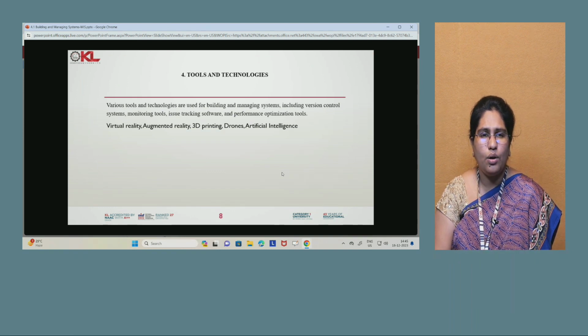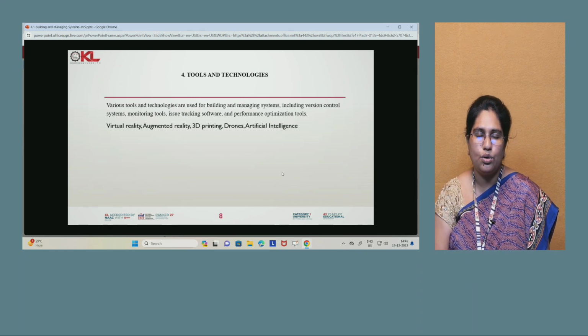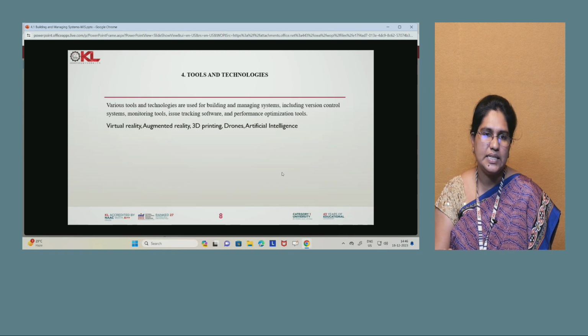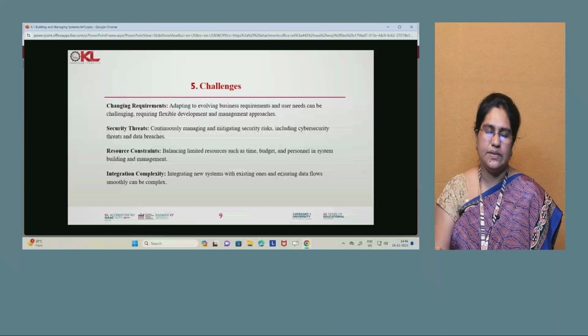There are a lot of tools and technologies used for building and managing the system, which include version control systems and monitoring tools such as issue tracking software, and performance optimization tools are also there. So virtual reality, augmented reality, 3D printing, drones, and artificial intelligence are involved. So what are the challenges involved?